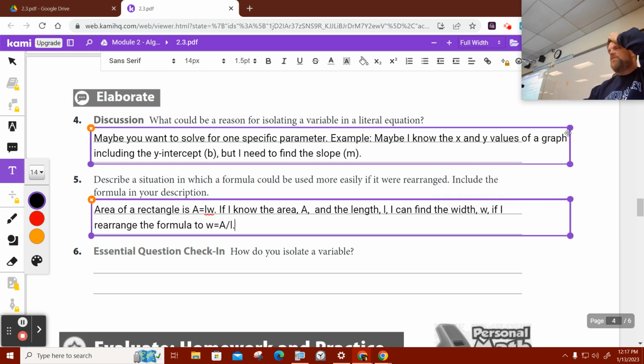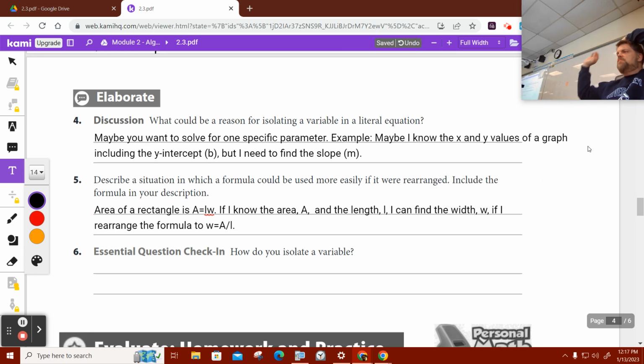So let's say Mr. Adams has to, for whatever reason, I know the area of a rectangle and I know the length of the rectangle and I got to measure out the width. Maybe I'm putting fence around somebody's yard. It doesn't matter what the reason is, but maybe I got to do it more than once. So I just rearrange the formula since I know what A is and I know what L is, and I just plug it in. Does that make sense?